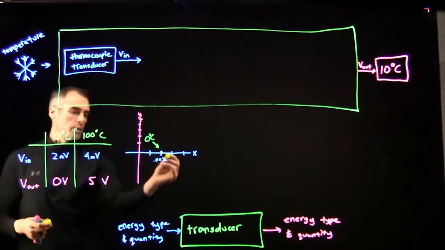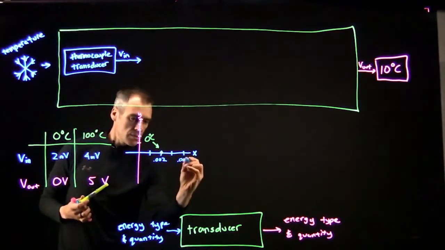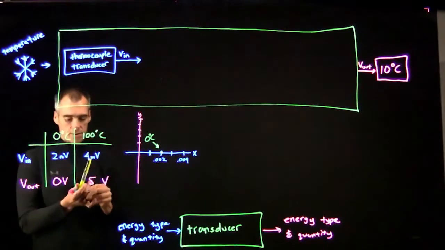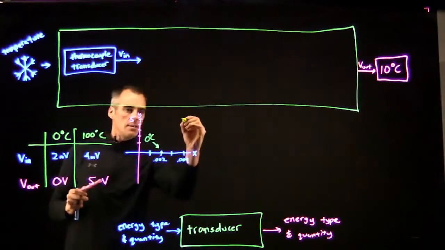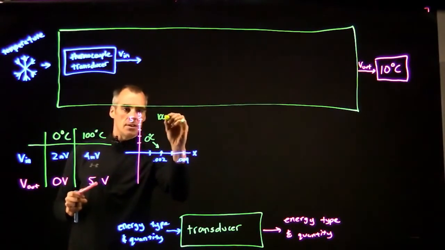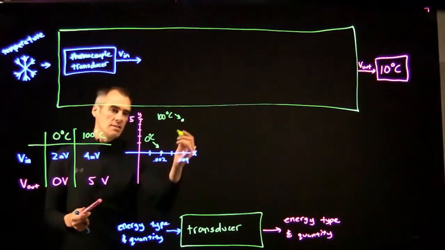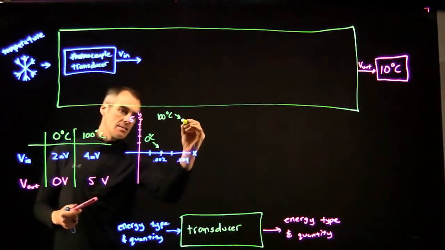We go over 4 millivolts, so right to here, 0.004, and we'll go up to 5 volts. That point is going to be right about here-ish, and that corresponds to 100 degrees Celsius. Basically all we need to do here is get a line that connects these two.